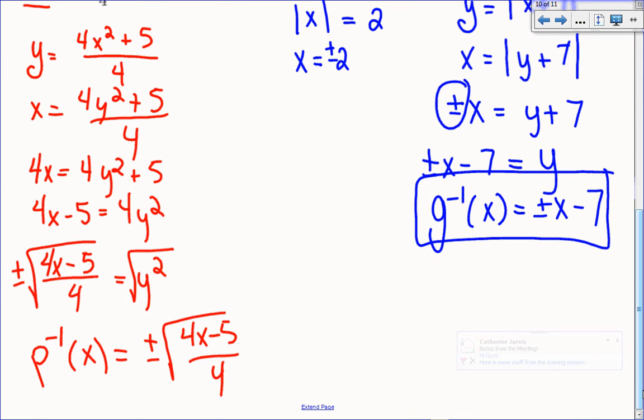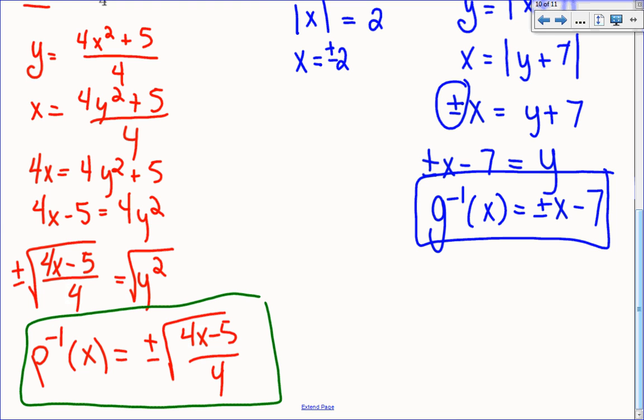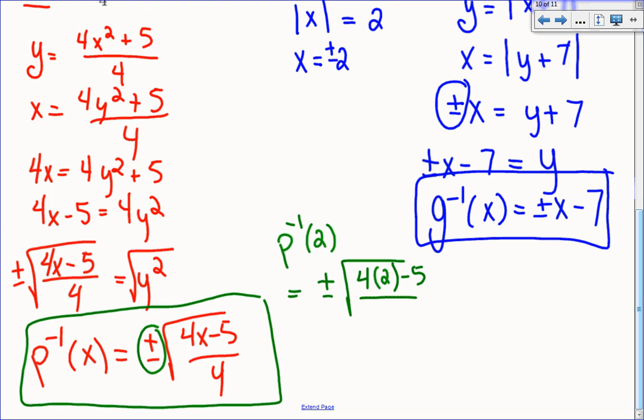Okay, and then this one here, the inverse of p. This one is not a function because of the plus or minus. So if we put in a value for x, say x equals 2, and we want to find the inverse of p of 2, we'll have plus or minus the square root of (4 times 2 minus 5) over 4. So that gives us plus or minus, 8 minus 5 gives us 3 over 4. So we've got plus or minus the square root of 3 over 4.